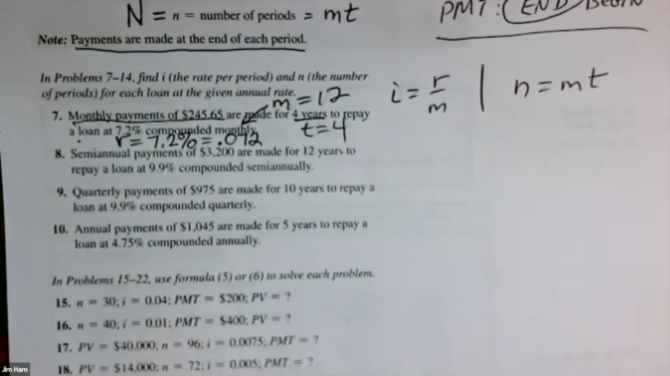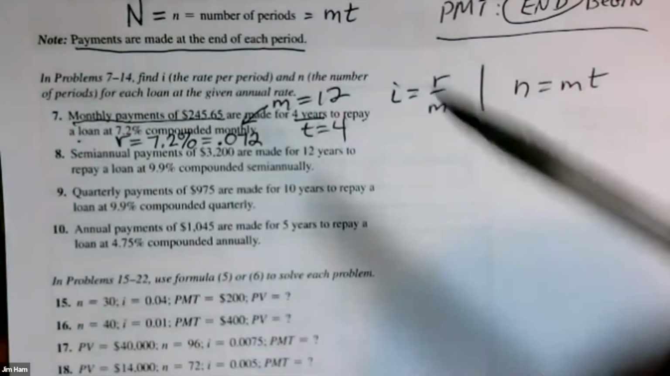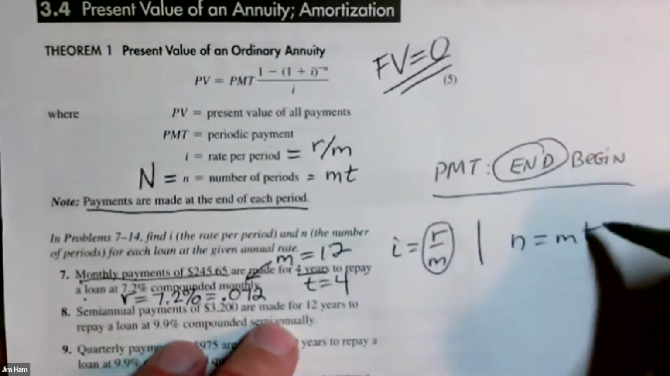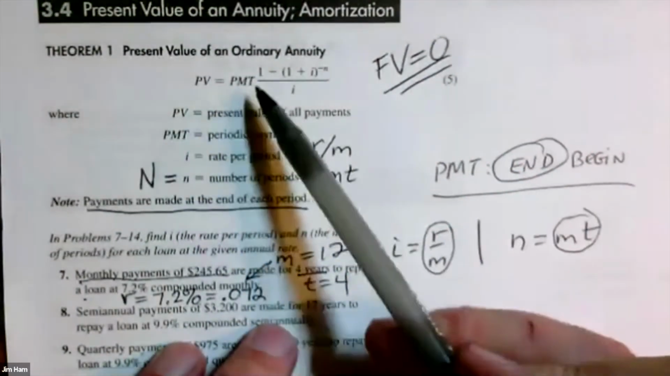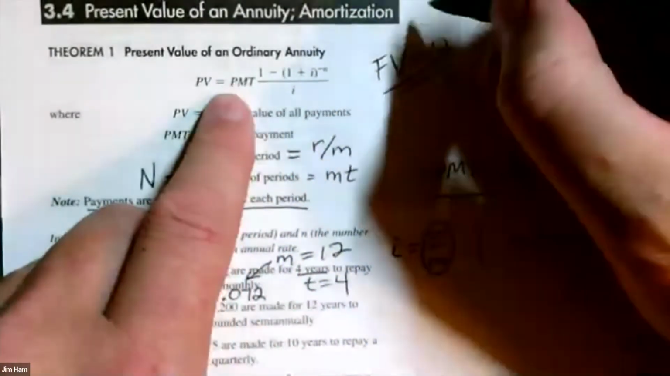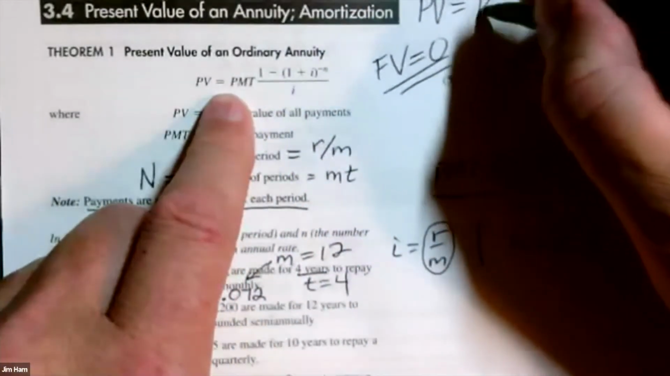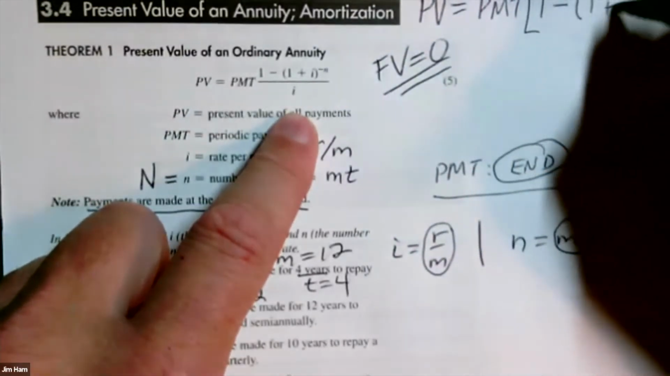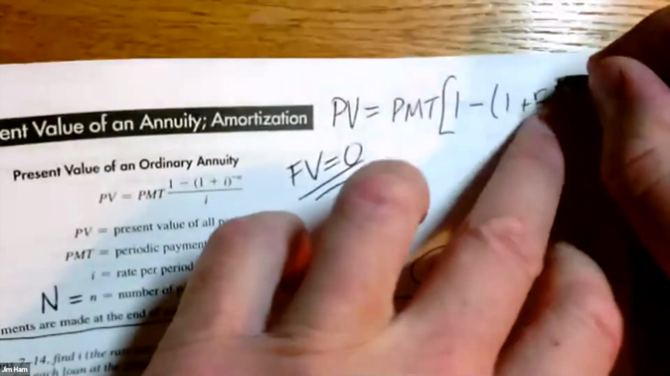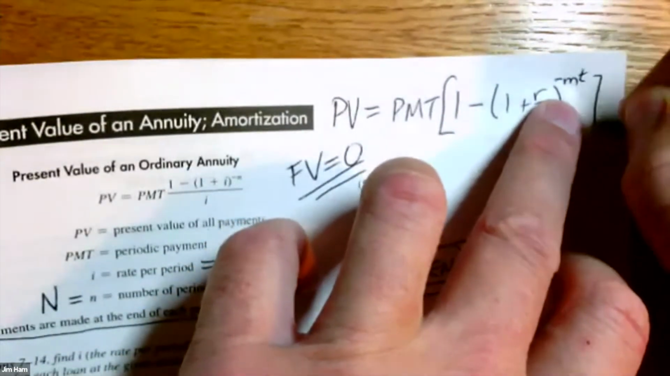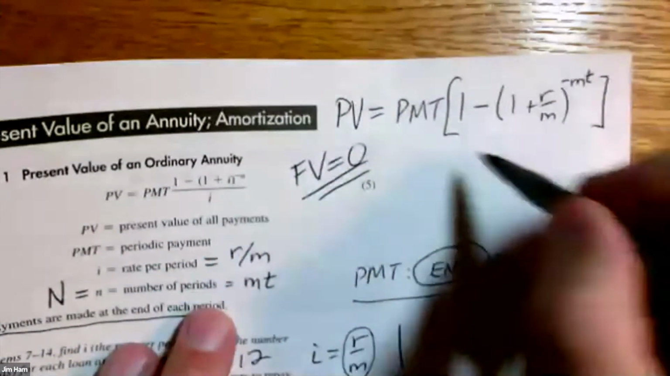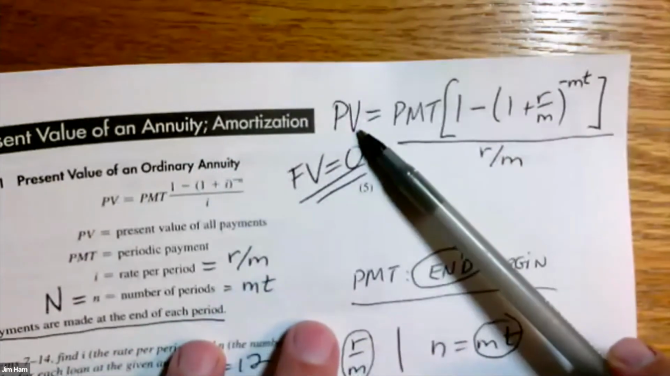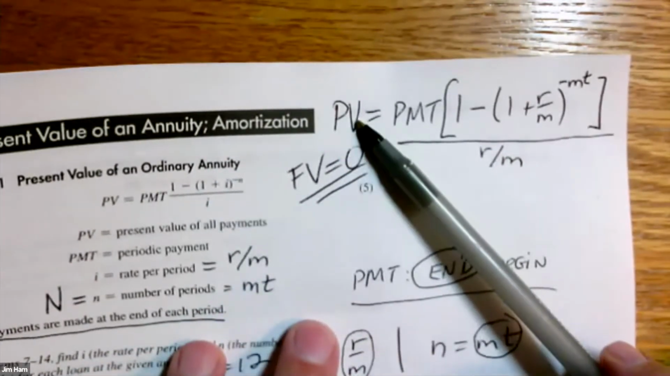So you'll have a couple of problems just understanding this up here. If you insert these versions into this formula, the formula would look like this. Present value equals the payment times 1 minus (1 plus R over M) to the negative MT. That's the numerator. And then the denominator is I again, so R over M. And you can see that they're using the TVM solver variables like present value and payment.